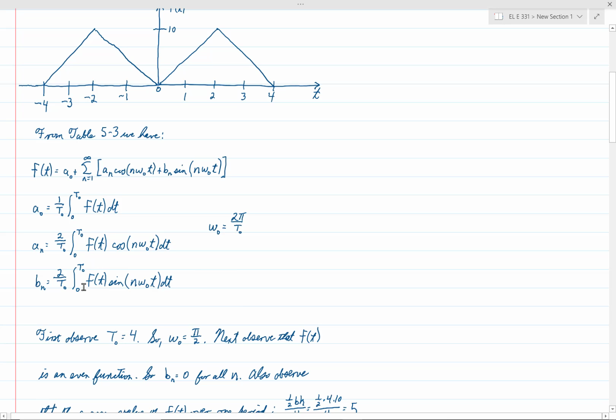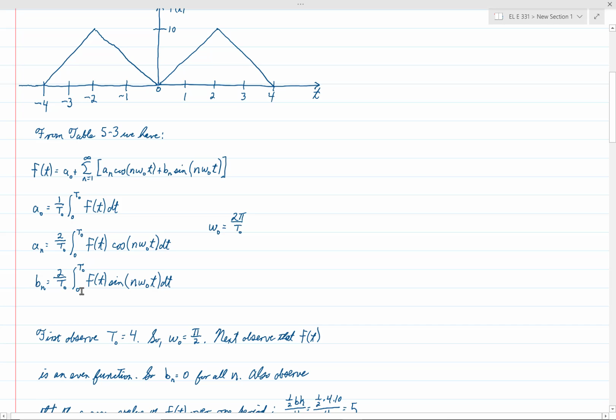Now, one thing that's important to realize is that for all of these 3 formulas here, the limits are 0 to t0, but we don't have to use those limits. We can integrate over any period of the function. So if it's convenient to integrate from 0 to t0, then do it. But if it's more convenient to integrate from -t0 over 2 to +t0 over 2, well, then do that. So let's think of the integral for bn as being from -t0 over 2 to t0 over 2. Again, that doesn't change anything.